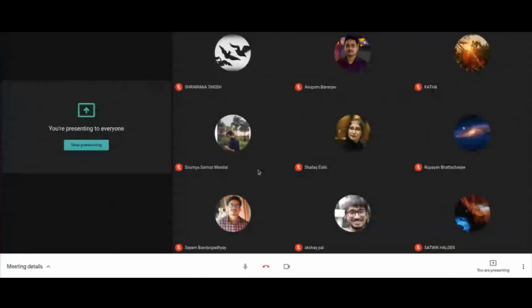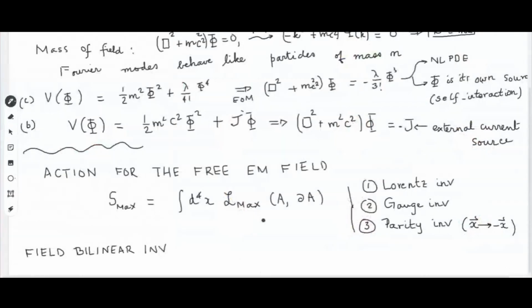Let's see. Now I shall call upon Shafak. Shafak, are you there, ma'am? Shafak? Hello, Shafak. Can you please unmute? Yes, sir. I was. Good. Just a second. Can you tell me what are these bilinear field invariants? Don't look at your notes feverishly. Think. Use your head.